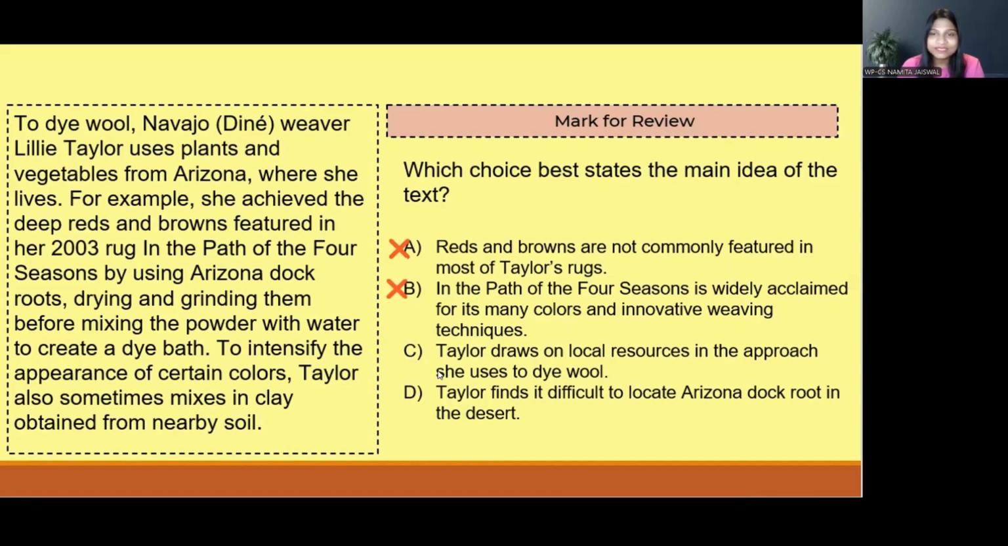Okay, now let's move on to C. Taylor draws on local resources in the approach she uses to dye wool. So this is something which is matching, right? The passage highlights how artist Lily Taylor uses local plants and vegetables from Arizona to create dyes for wool, isn't it? So we can keep this for the moment. Now let's look into option D. Here in D, it says Taylor finds it difficult to locate Arizona dock roots in the desert. Now, the passage does not indicate that Taylor struggles to find Arizona dock roots. So this cannot be the answer. So C is my correct answer.